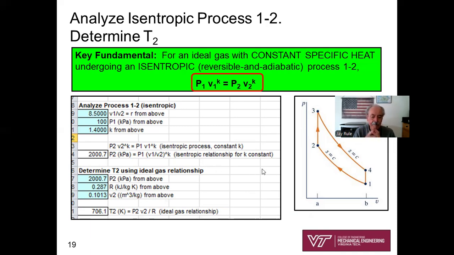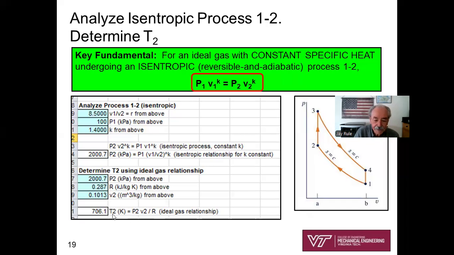All right, great. Let's see. I've got P2. Well, I've also got V2. I just found what V2 was. I calculated it, didn't I? And so if I've got P2 and V2, I can use the ideal gas relationship to get T2. All right, here we go. Ideal gas law: T2 is P2V2 over R.